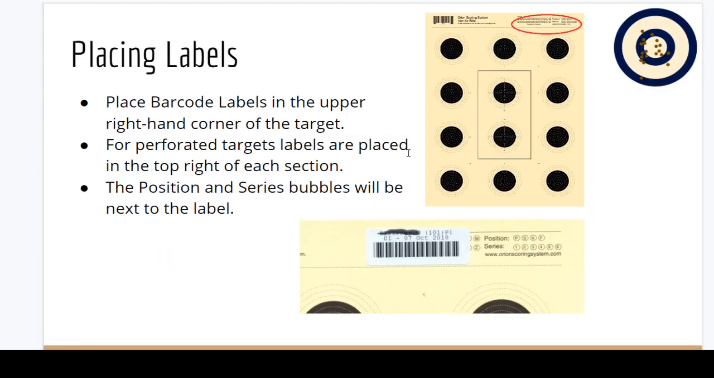When placing labels, they should go on the upper right hand corner of the target as seen in this circle. For perforated targets, labels are placed at the top upright section of each perforation. The position in the series bubbles should be directly next to the barcode label when it is being placed.